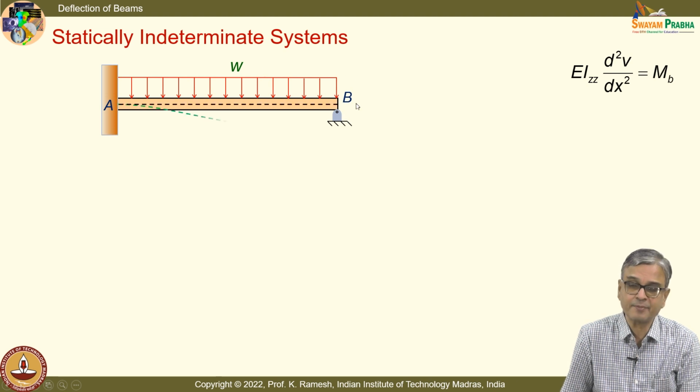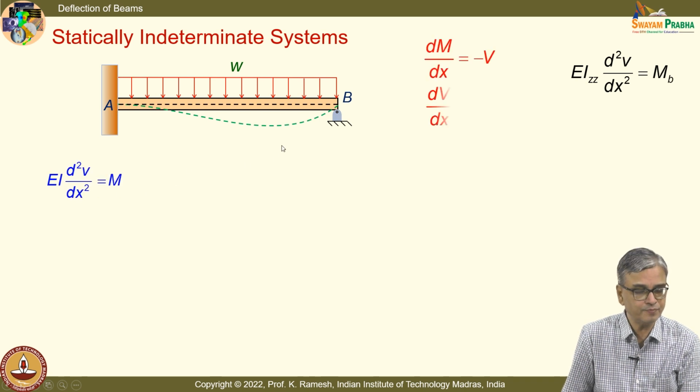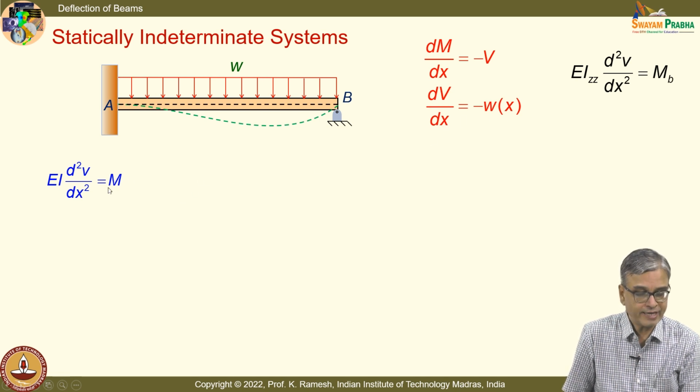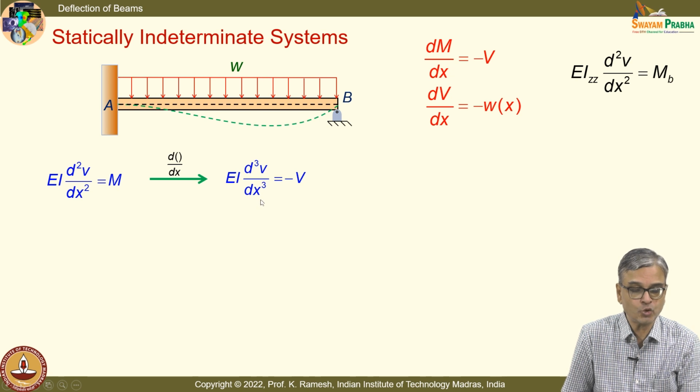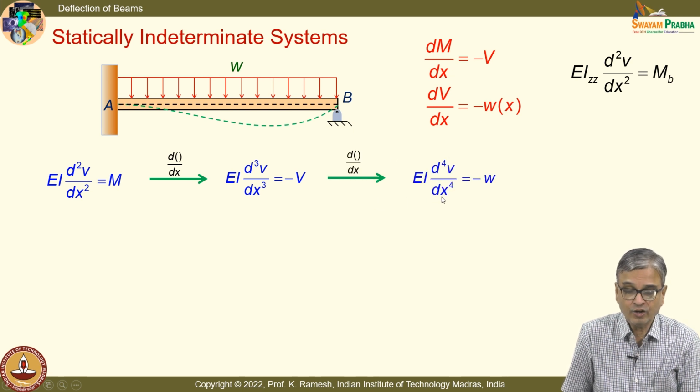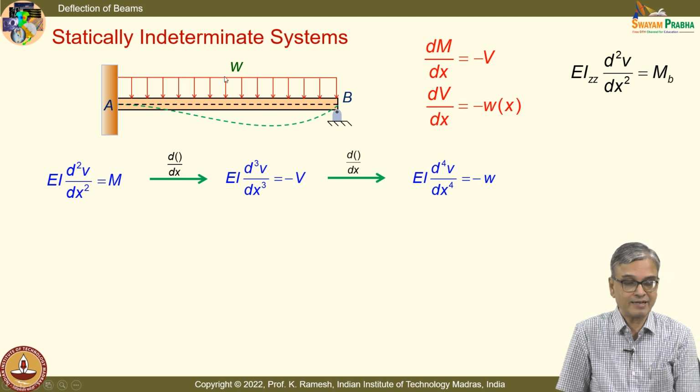And I said for a statically indeterminate system, if I have the load deflection curve, it is much easier for us to do. I have this as EI d squared V by dx squared equal to M. I have dM by dx equal to minus V, dV by dx equal to minus W. So, when I differentiate this and use this identity, I get EI d cube V by dx cube equal to minus V. And when I substitute this, I would essentially get W without a minus sign, but in this problem, W is in a negative direction. So, I have EI d power 4 V by dx power 4 equal to minus W. That applies to this problem when W is in a negative direction.